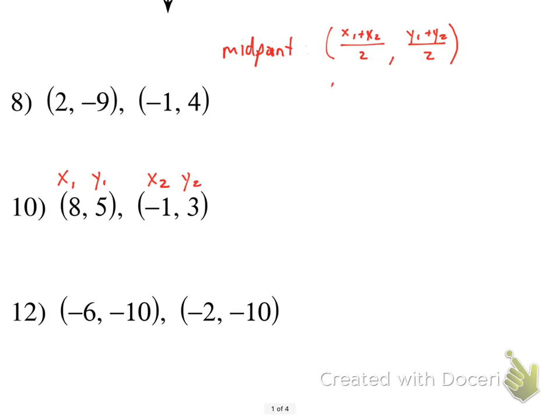Okay. So in this case, x1 is 8, x2 is -1, 8 plus -1, divided by 2. For my y values, y1 is 5, y2 is 3. We are always adding, but if it's a negative number, I'm adding a negative number. All right, so now I can do the next part. That's going to be 7 divided by 2, and 8 divided by 2. So my final point here is going to be (3.5, 4). That is the midpoint.